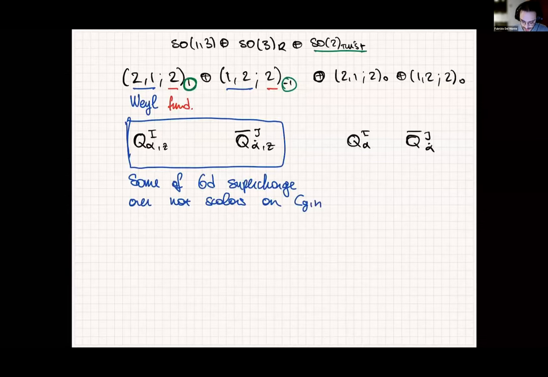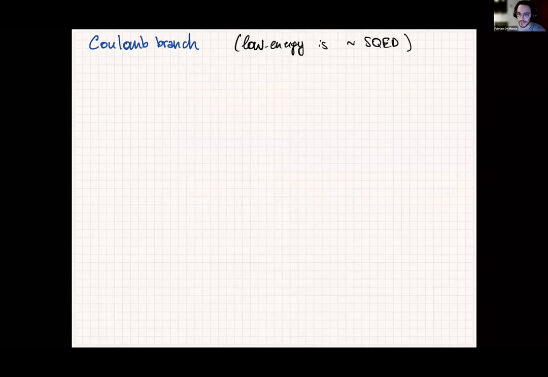So when does this fact become important, the fact that some of the supercharges are not scalars? Well, when we study the moduli space of vacua of this theory in the Coulomb branch. So Coulomb branch just means that the low energy theory on this vacuum is some super quantum electrodynamics. It's like the low energy phase of electrodynamics. And the vacua on the Coulomb branch are parametrized by chiral operators.